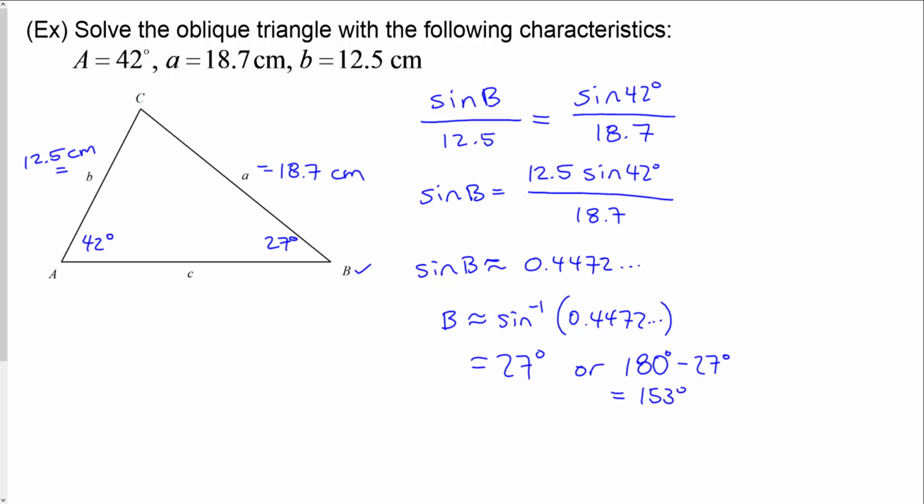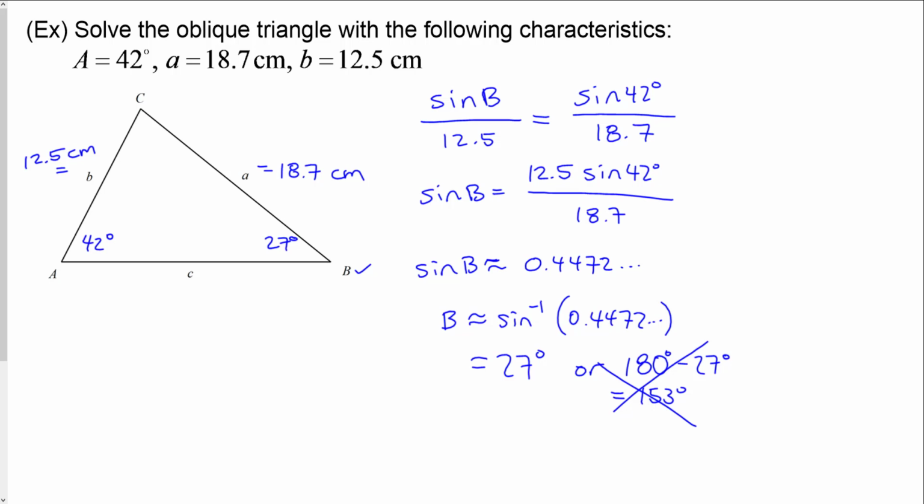So the problem with that, and this is always how you're going to figure out if you have that second triangle or not, but the problem with this 153 degrees is that if you add it to 42 degrees, that's going to give you 195 degrees. That's already larger than 180 degrees. That doesn't leave anything for C. So you can rule out that that is a potential. So we can throw that possibility out.